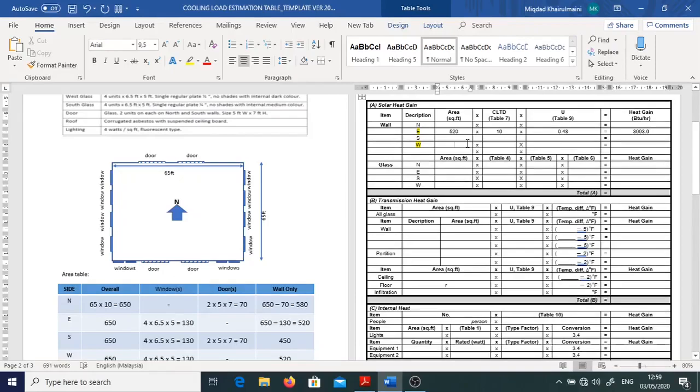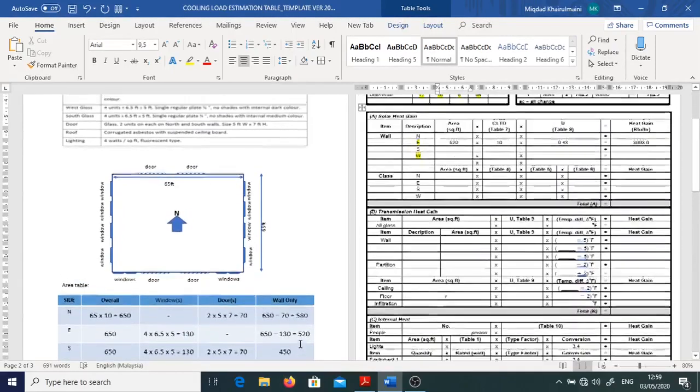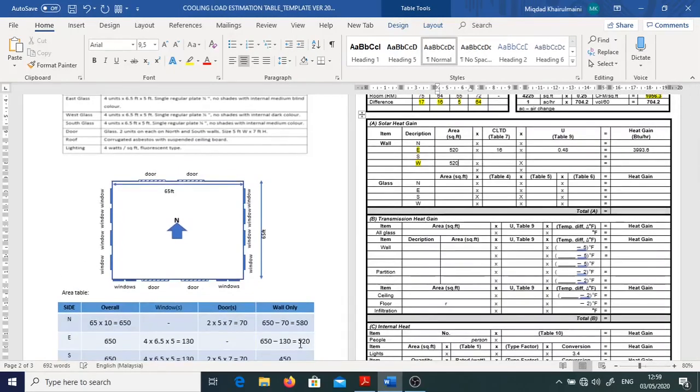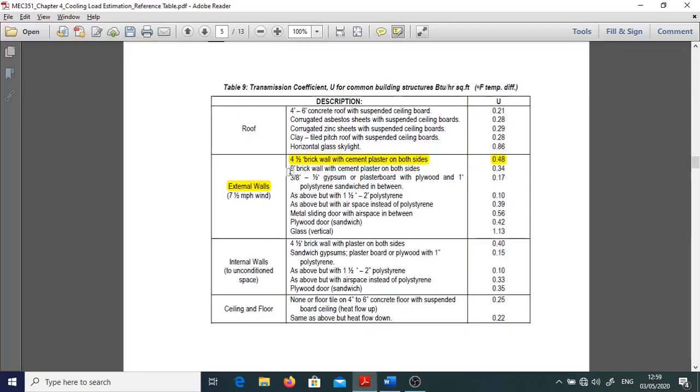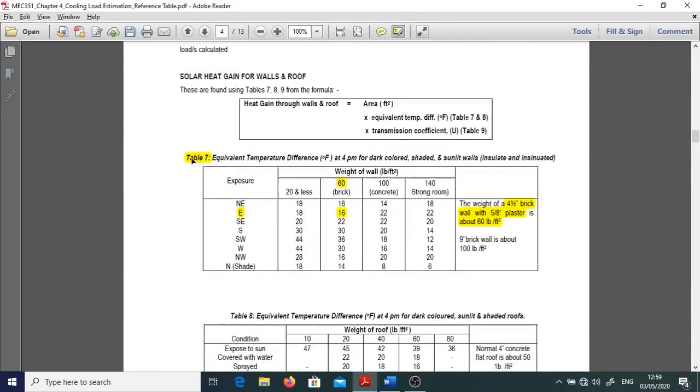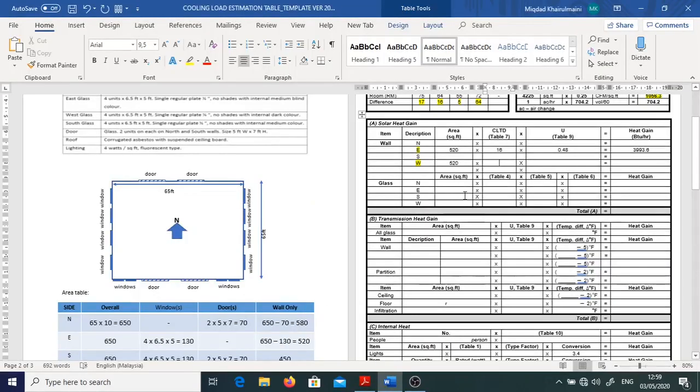Okay, we do that for the west side. The west side, the area is 520 also. For CLTD, we open back table 7, same. We look for the west. Under the same column, brick wall, we take the value 30. So fill in the value 30. And also the same, table 9, U, external wall. The value will be the same, 0.48. So here we can get the answer 7,488.